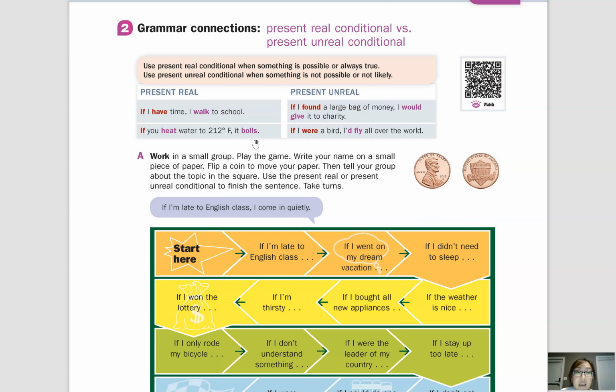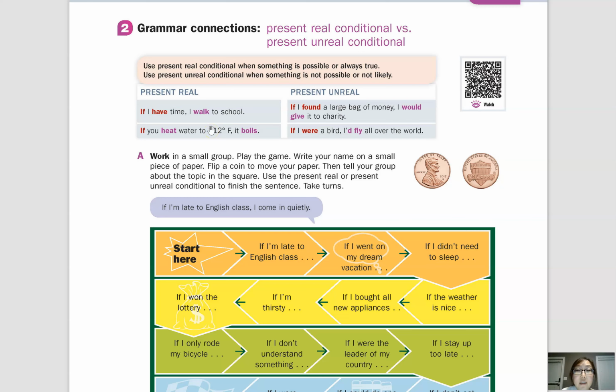This is a fact. So we just use present tense for this, just like the sun always rises in the east. Okay, but that's not a conditional. It's just an always true sentence. But I just wanted to give you an example of what that means when we say always true.